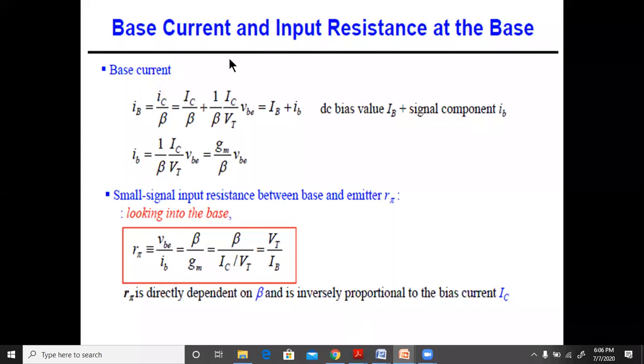Then we come to the base current and the input resistance at the base, right? So I think I'll rather stop the recording now.